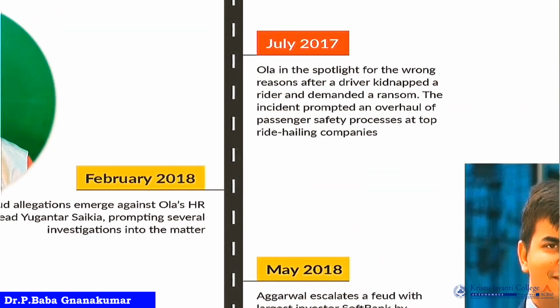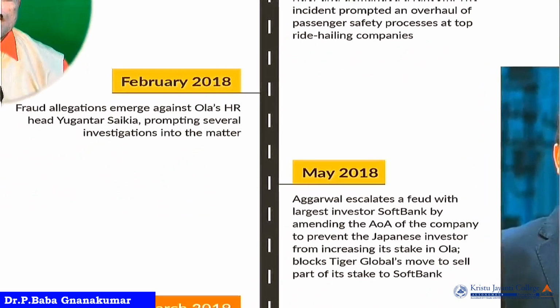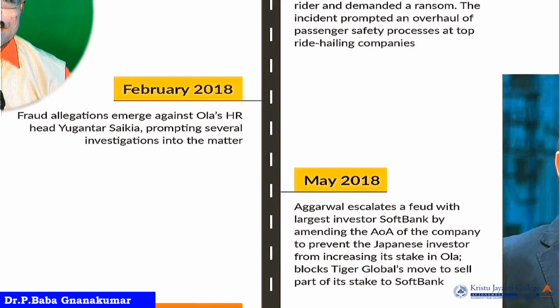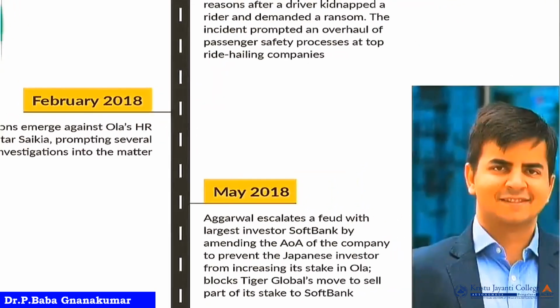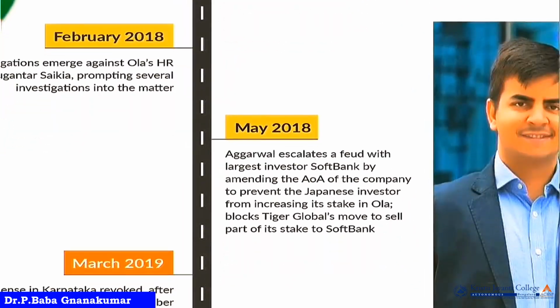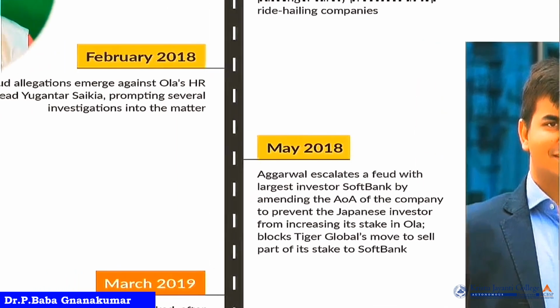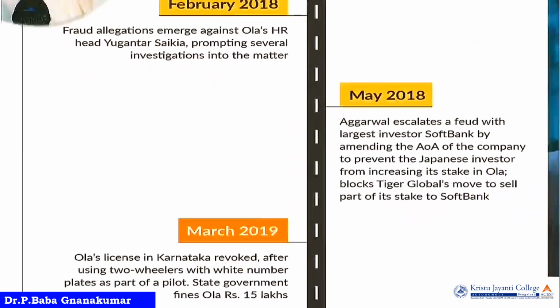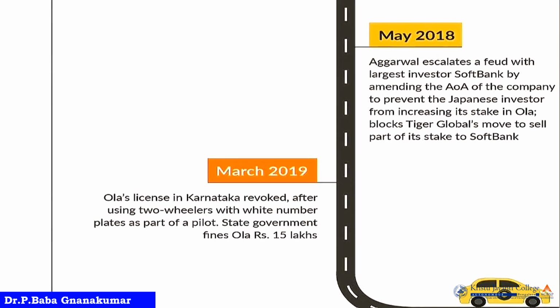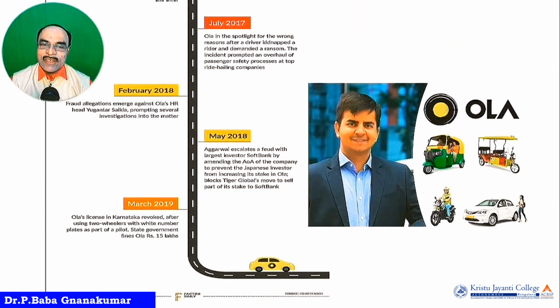Some of the wrong actions of the drivers, Ola was made responsible. Some fraud allegations against the Ola HR people came. However, Agarwal escalated the feud with the largest investor, SoftBank. Once again, he secured the funding. In 2019, the Ola license in Karnataka was revoked and the state government fined around 15 lakhs. But within a week, Ola recouped and entered into the business once again.